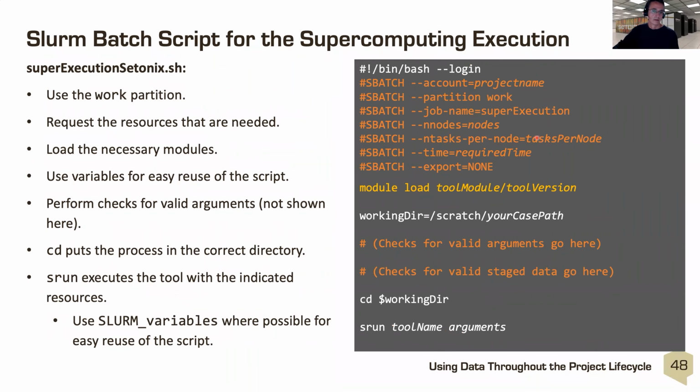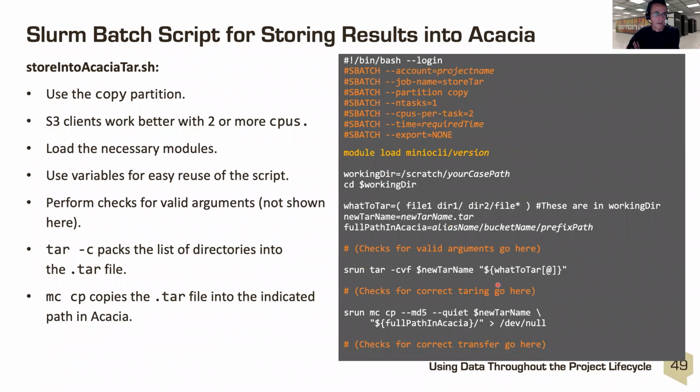Then you can have any kind of script for your job. In this case, I'm calling this example the super execution in Setonix, loading the tool you are going to use, changing into your working directory, and srun the tool that you need to use. In theory, that tool will be using the data that you already transferred in the first stage. And then this is the batch script for assuming that the results have already been generated. So again, loading the minio client.